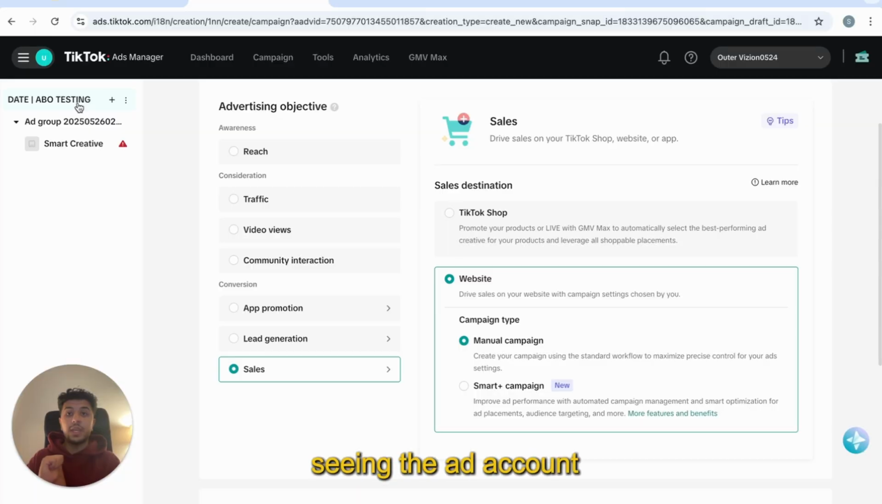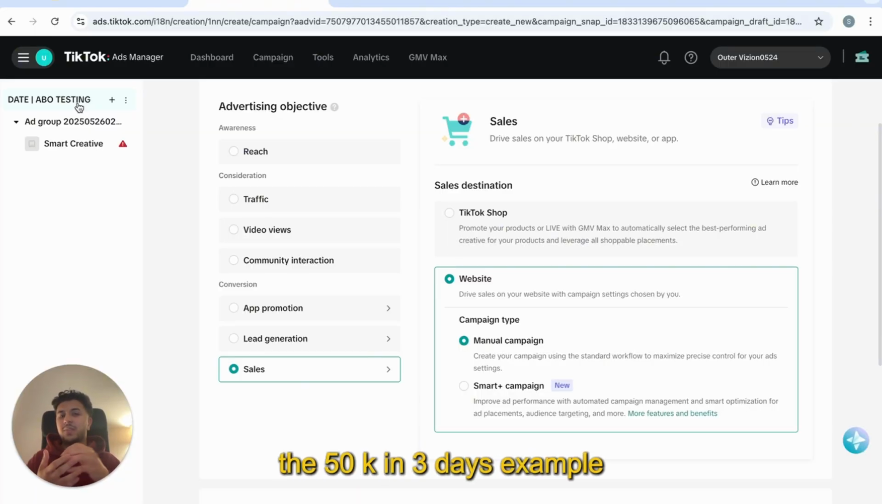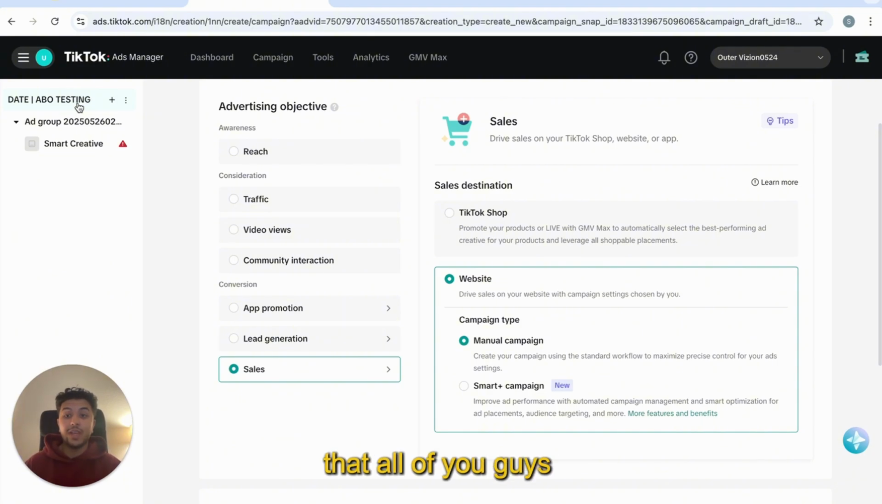If you're interested in seeing the ad account in a real example, I can always show you the 50k in 3 days example, because when it comes to case studies, this is very crazy. Normally if you have a brand new store, it's not that easy to scale so fast to 50k. So normally people would say, yeah, it takes time, and that's why it's such a beautiful case study, because it not only motivates you to grow, but it also shows you the possibilities that all of you guys can make it fast.